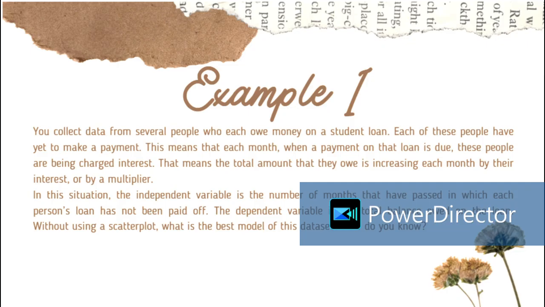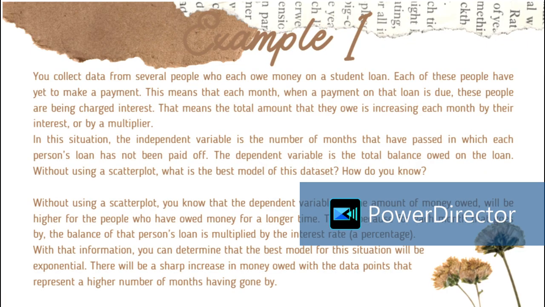In this situation, the independent variable is the number of months that have passed in which each person's loan has not been paid off. The dependent variable is the total balance owed on the loan. Without using a scatter plot, what is the best model of this data set and how do you know? Without using a scatter plot, you know that the dependent variable, or the amount of money owed, will be higher for the people who have owed money for a longer time.